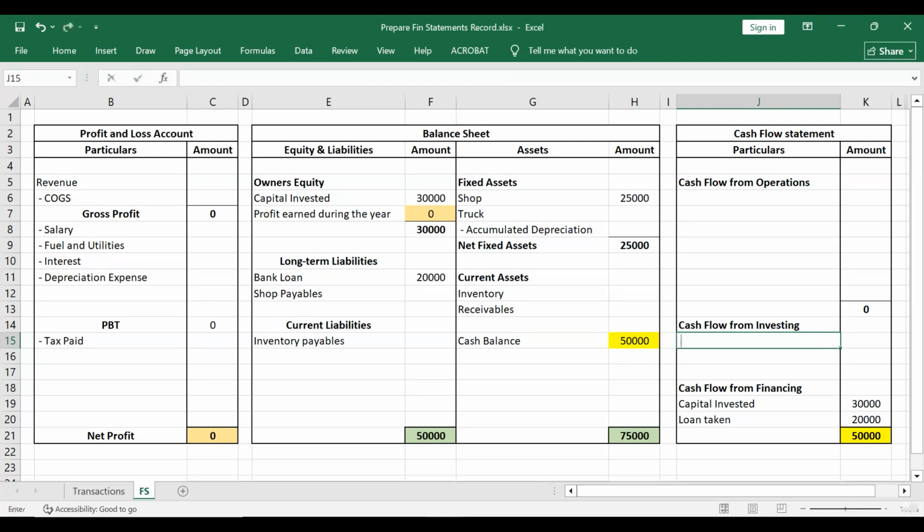Now I'll put in a space bar, then I'll put a hyphen. The hyphen shows that it's a minus sign. Money is going out. So I'll write payment for shop. So here we'll put minus 15,000.